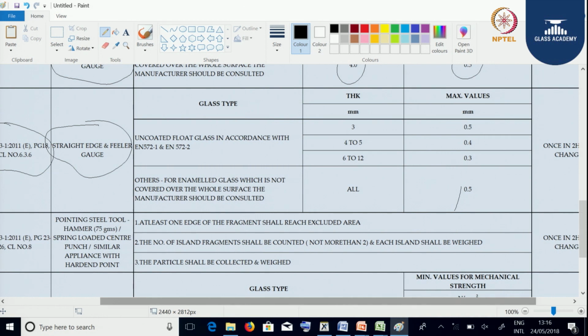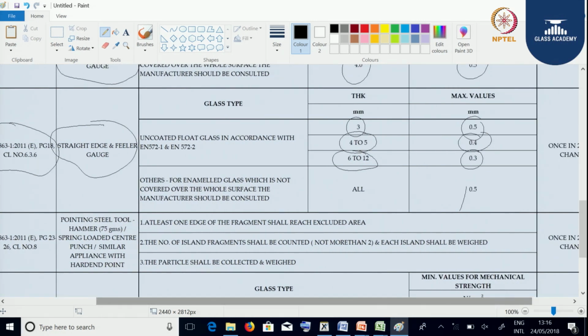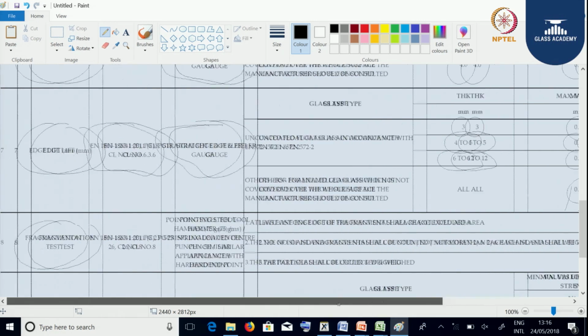So for 3 mm thick glass, the maximum edge lift allowed is 0.5 mm. For 4 to 5 mm thick, the edge lift allowed is 0.4 mm. And for 6 to 12 mm thick glass, the maximum edge lift allowed is 0.3 mm. And for the enamel glass, the maximum edge lift allowed is 0.5 mm.